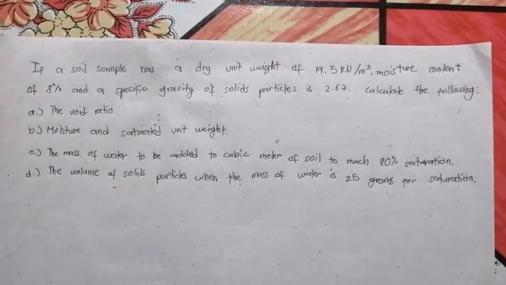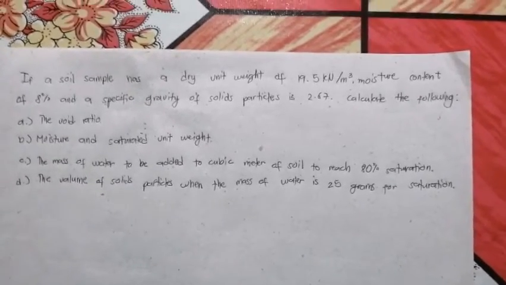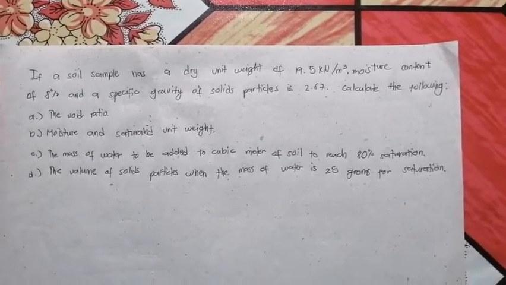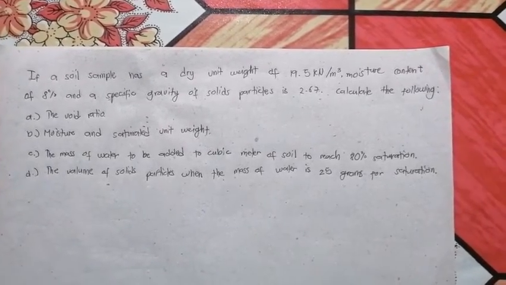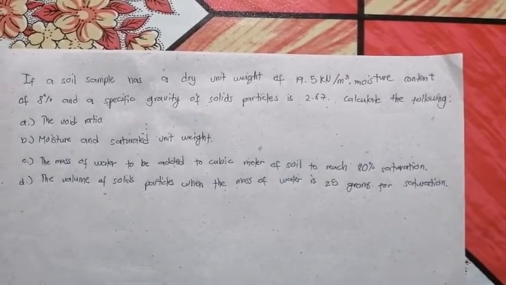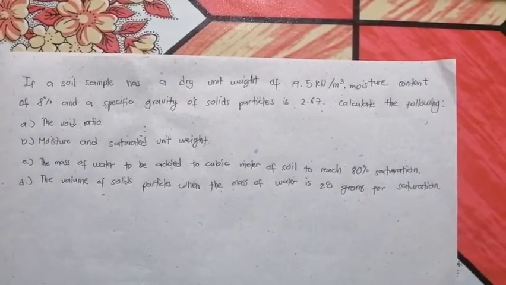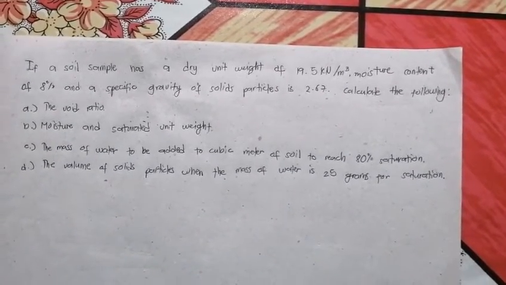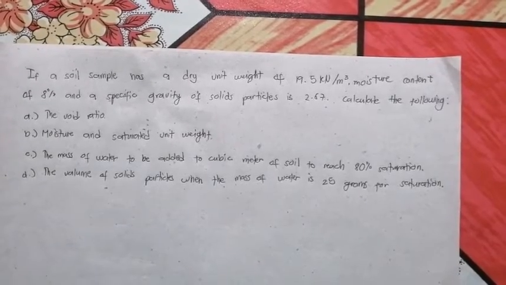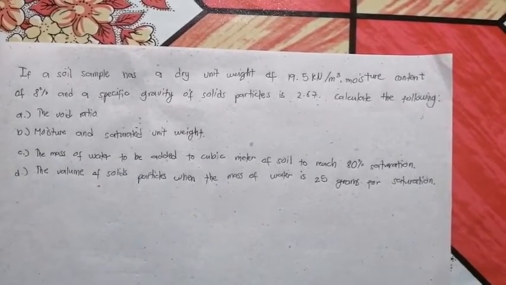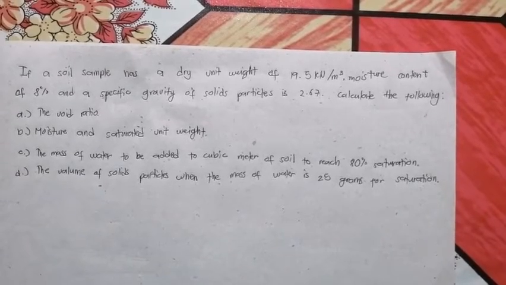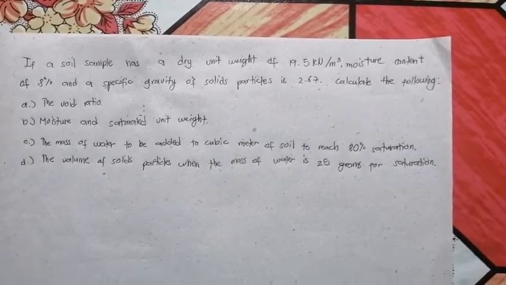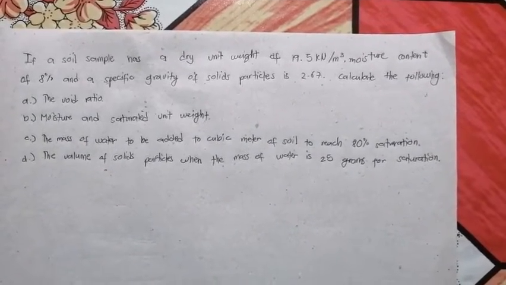Problem one. If a soil sample has a dry unit weight of 19.5 kilonewton per cubic meter, moisture content of 8%, and the specific gravity of solid particles is 2.67, calculate the following. A. The void ratio. B. Moist and saturated unit weight. C. The mass of water to be added to a cubic meter of soil to reach 80% saturation. D. The volume of solid particles when the mass of water is 25 grams for saturation.